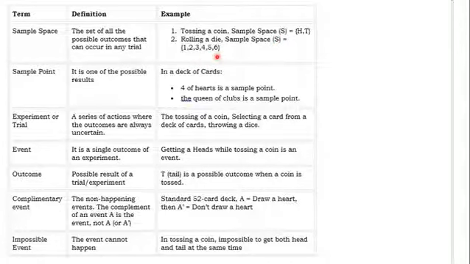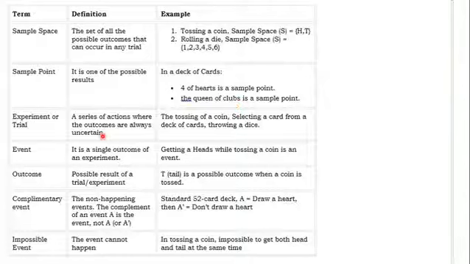And then the second one is called the sample point. It is one of the possible results. So in a deck of cards, for example, you have the 4 of hearts. That's a sample point. It is one of the possible results. If you draw a card, you could draw the 4 of hearts, or the queen of clubs. That's a sample point, one of the possibilities of an event.